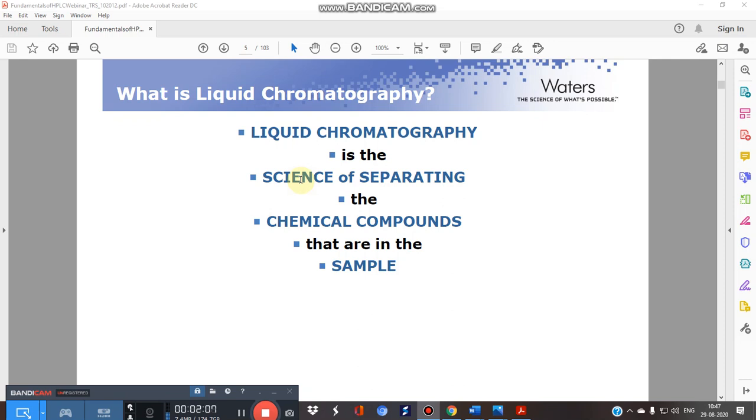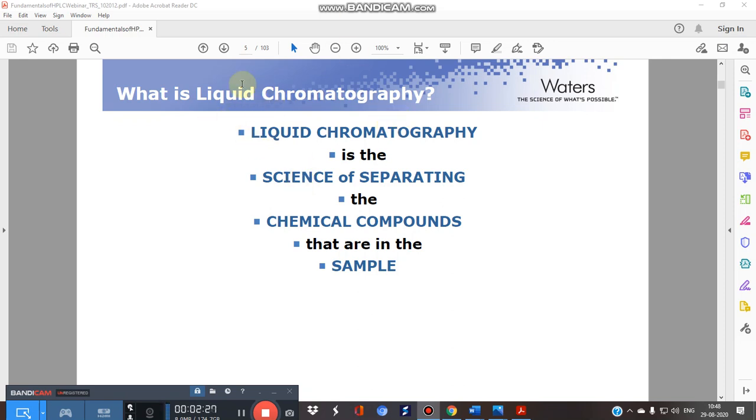Yes, adsorption. HPTLC, basic principle, adsorption. Column chromatography, basic principle, adsorption. Okay, but paper chromatography, basic principle is partition. And in case of HPLC also, the basic principle involved for the separation is partition.